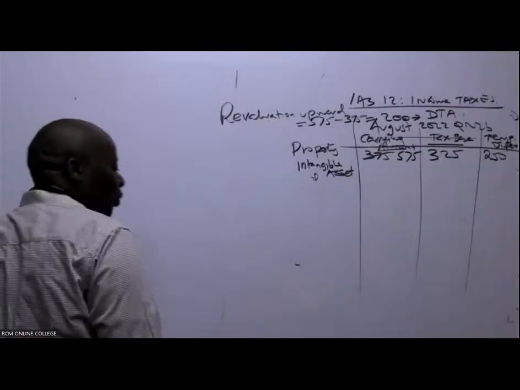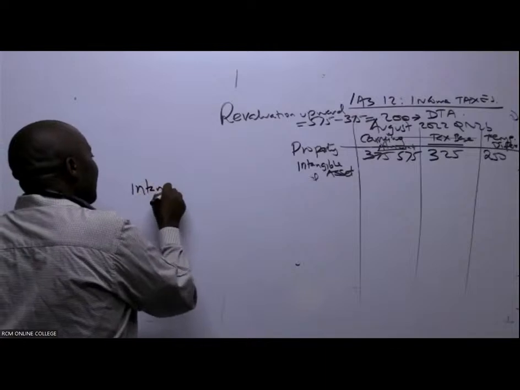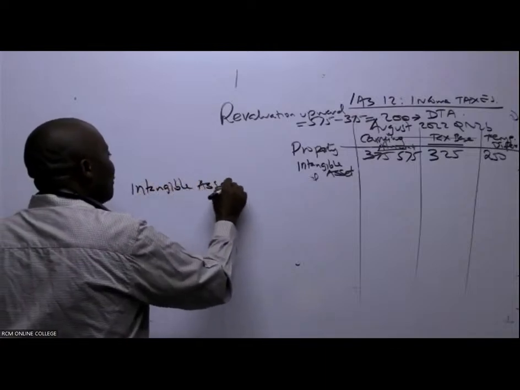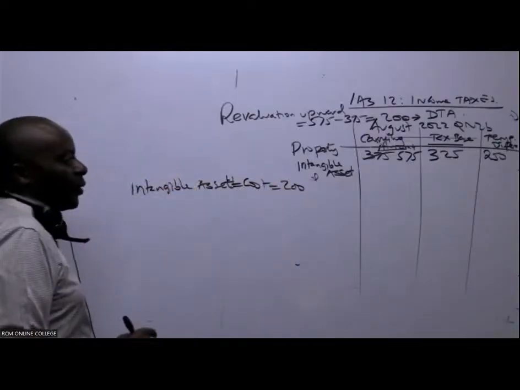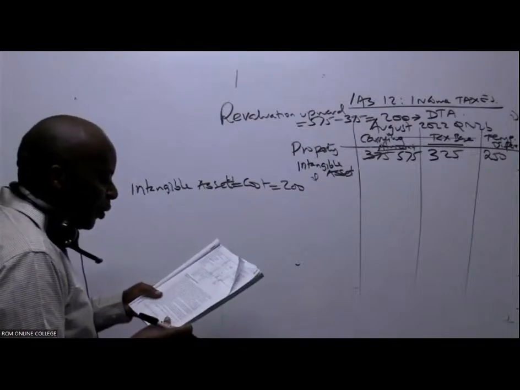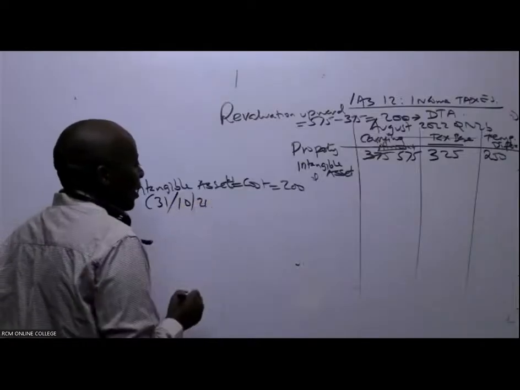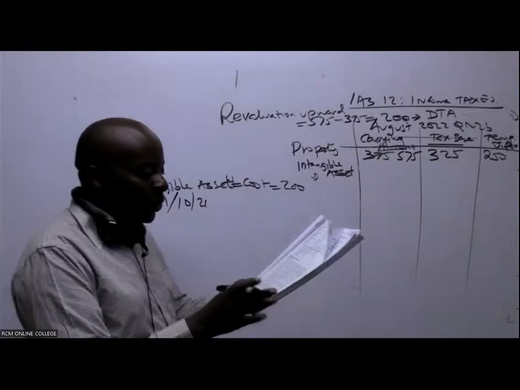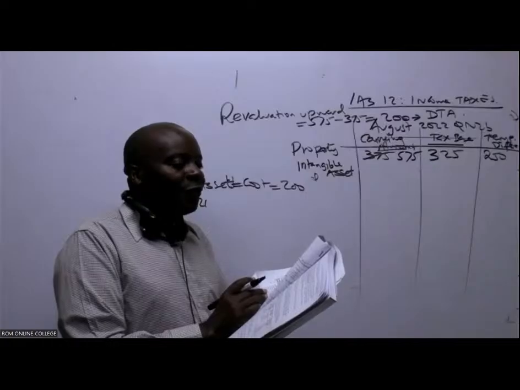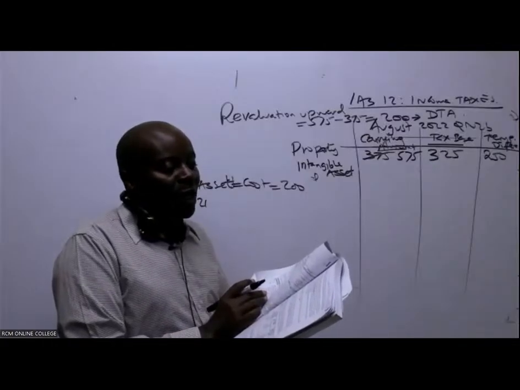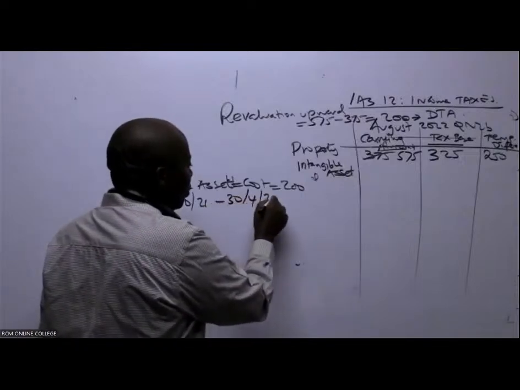So the first thing that I need to do is to appreciate that the intangible asset cost here is 200. And this cost was incurred on 31st October 2021. But you see, we are doing our accounts. If you read the requirement, they want us to compute the relevant temporary differences as at the end of its financial year, which is 30th April 2022. So we're doing our accounts on 30th April 2022.